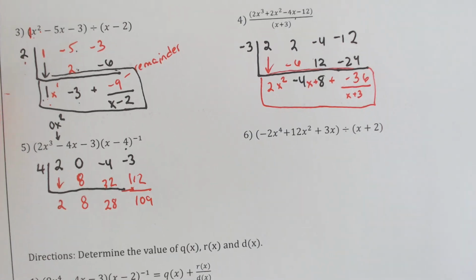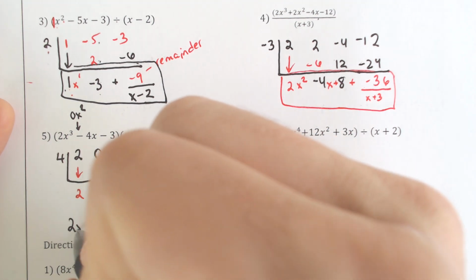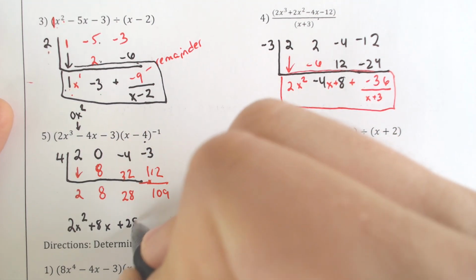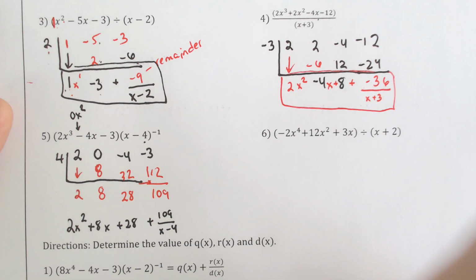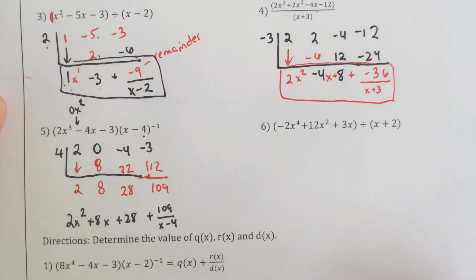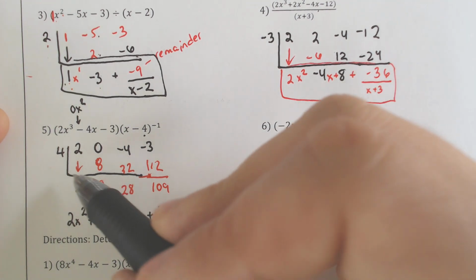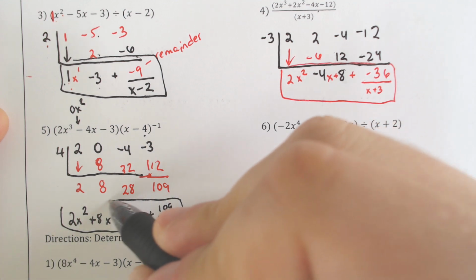109. Okay? So we started with x to the third, so this is going to be 2x squared plus 8x plus 28 plus the 109 all over x minus 4, because that is the remainder, and you divide the remainder by the original. Notice I did not change the sign of the original, and I decided to rewrite this one because I thought I was just going to run out of room.